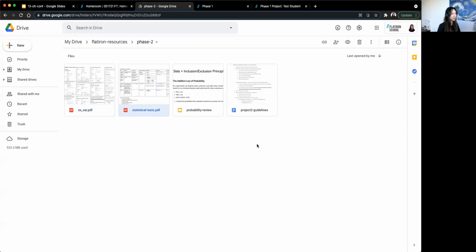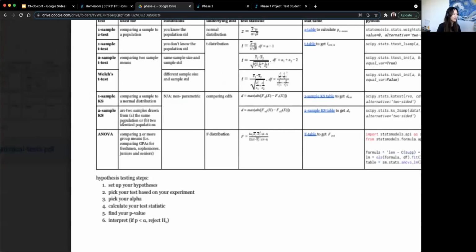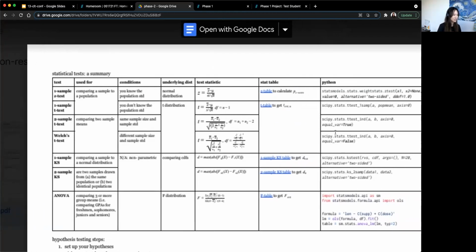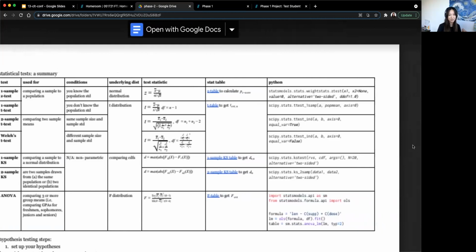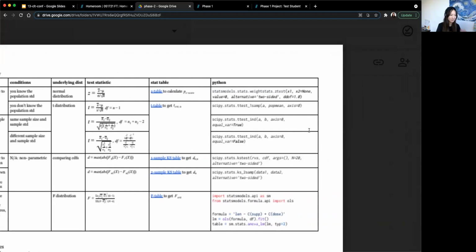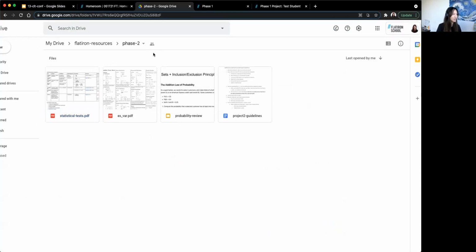But there's also this one that I created, this PDF here, that talks about all of the tests that we are going to talk about, what they're used for, what the conditions are, and all of these things that we will talk about later. More importantly, I give you the one-line Python code to run this test. So if you ever wanted to look for how to do these tests in Python and when to use what test, feel free to consult this. And it is in our resources Google Drive in phase 2.